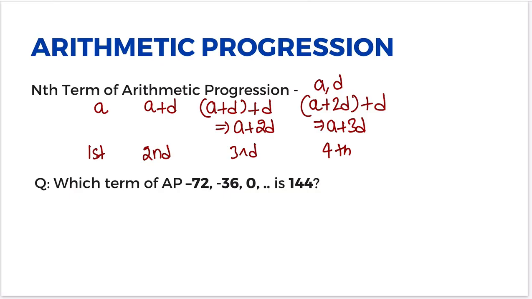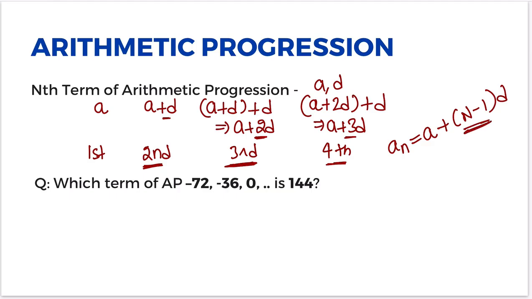So if someone asks you the nth term, you just see the pattern here. Whatever term they are asking you, this part is 1 less than that. So if we have 2 here, we have 1 here. If we have 3 here, we have 2 here. If we have 4 here, we have 3 here. So the nth term of this series, I will say a_n is equal to a plus (n minus 1) into d.